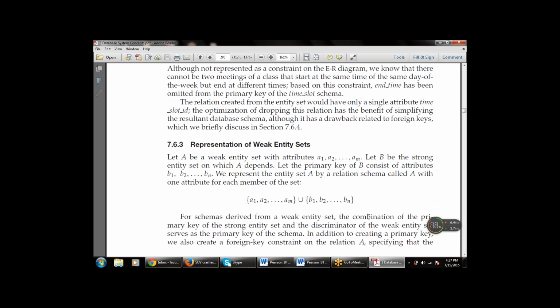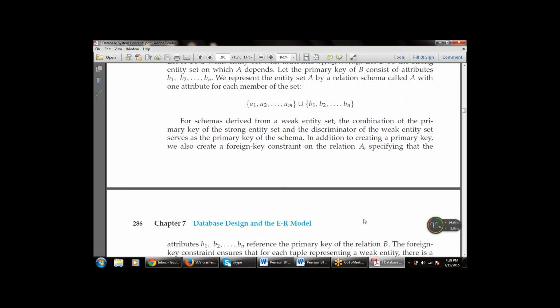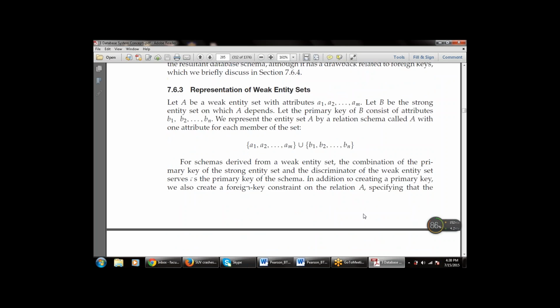So we represent the entity set A by the relation schema known as A with one attribute for each member of the set. So what are the various members that are available? That is A1, A2 till AM union B1, B2 till Bn. For the schema that is derived from a weak entity set, the combination of the primary key of the strong entity set and the discriminator of the weak entity set serves as the primary key of the schema. So this is a representation of the weak entity sets.